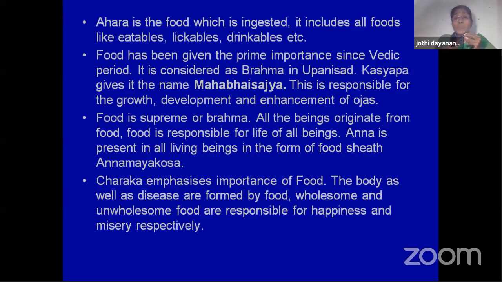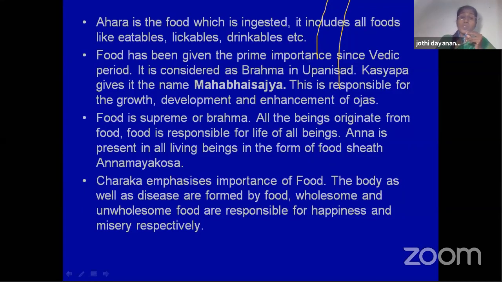And food has been given prime importance during the Vedic period and even in the Brahmanas and Upanishads. So Kashyapa gives it the name of Mahabhaishajya, right? That is responsible for growth and development. If you don't eat proper food, the growth will be retarded. The brain will not grow. Your body organs and systems will not grow. That is why it is given prime importance, so that you can understand how important food was during those periods.